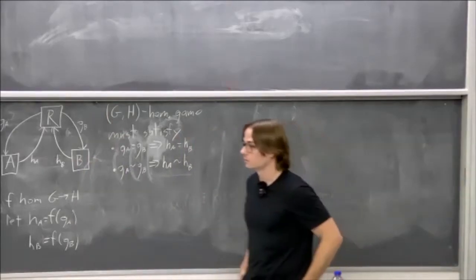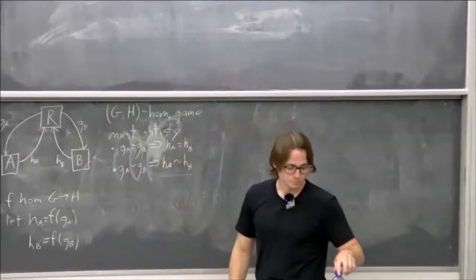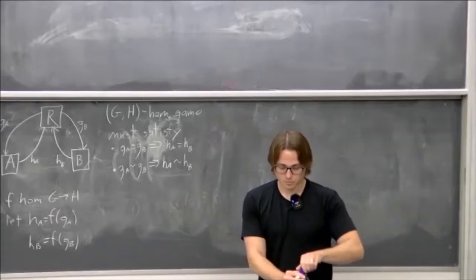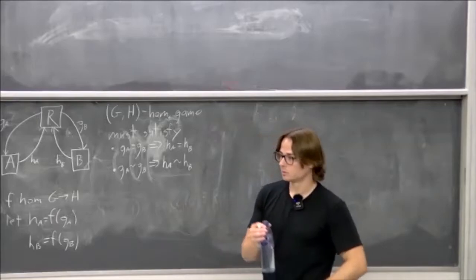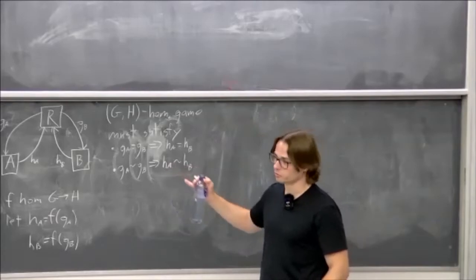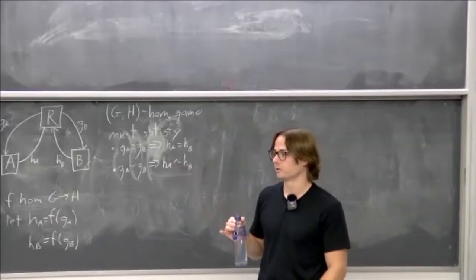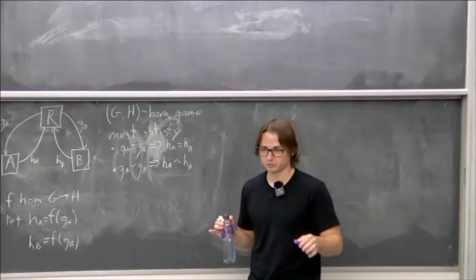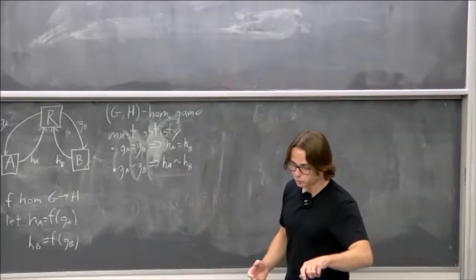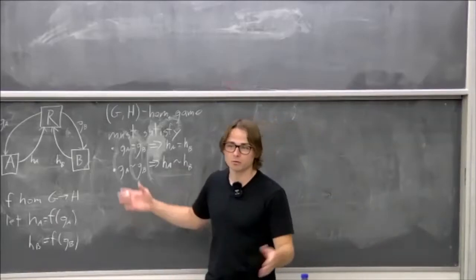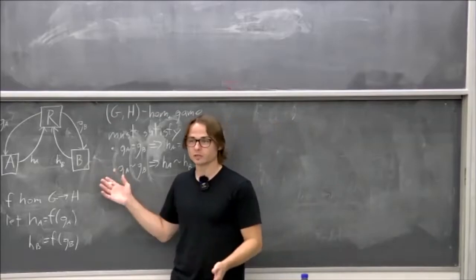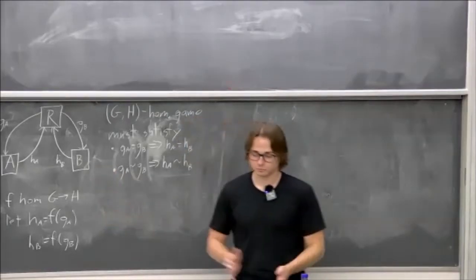So just to repeat the question for the online audience: what's preventing the players from always responding with the same vertex? That's because they lose if they get adjacent vertices. So this really captures the notion of homomorphism, in the sense that you can win this perfectly if and only if there is a homomorphism from G to H.